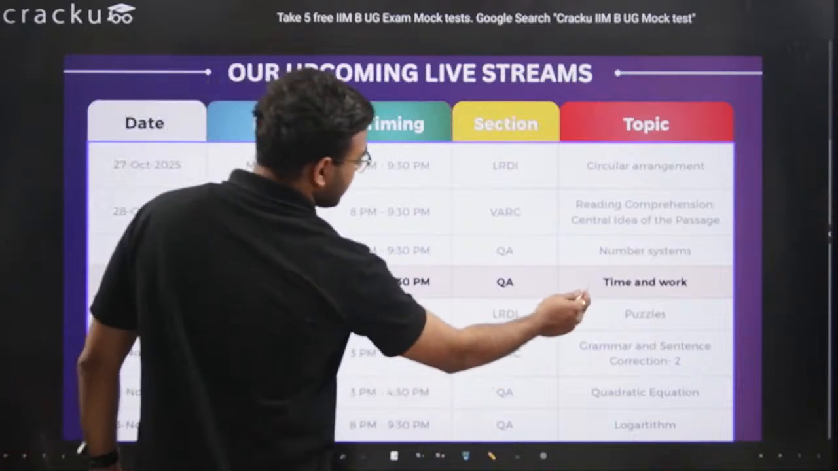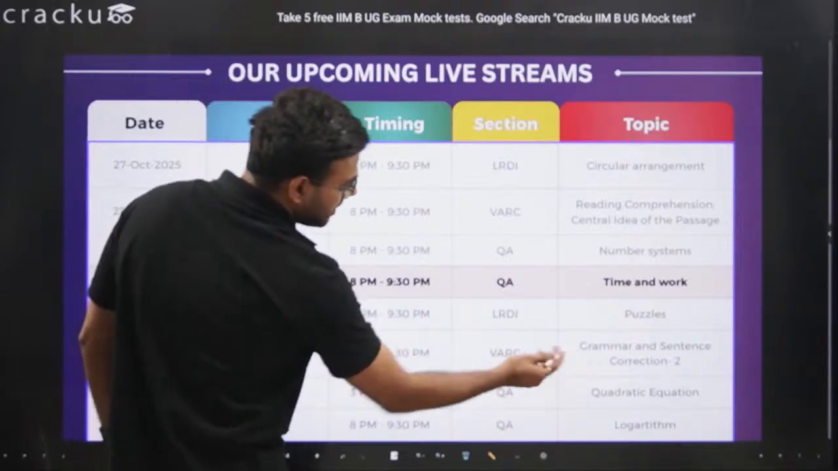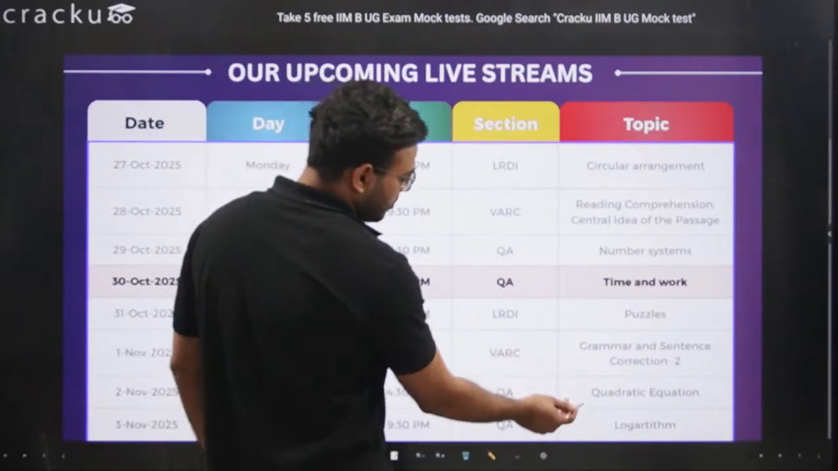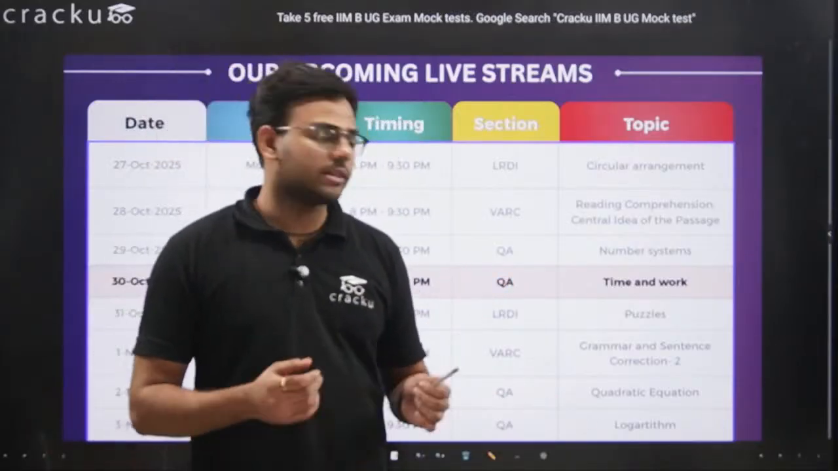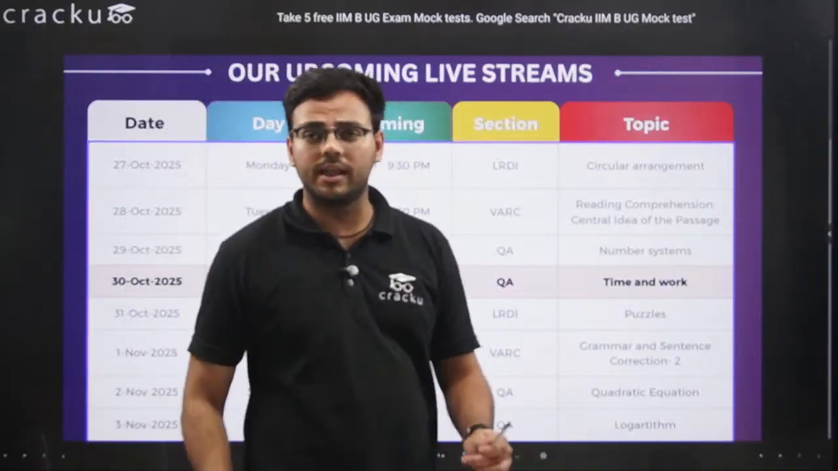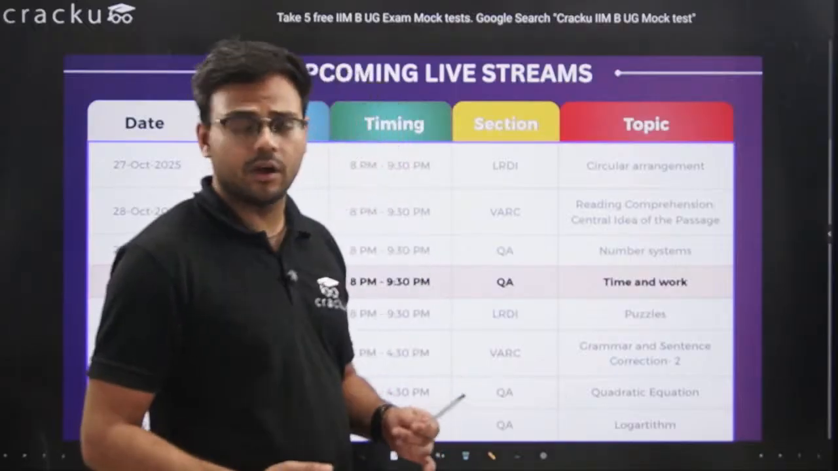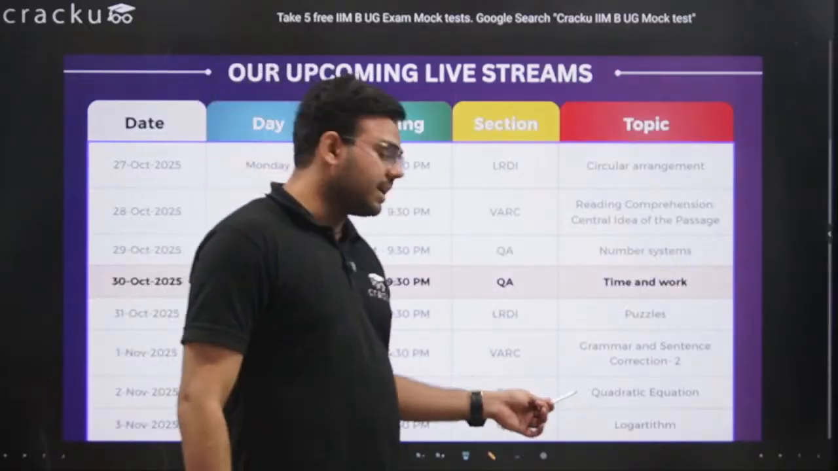Today is time and work. Tomorrow we have puzzles. Then we have grammar and sentence correction on 1st November, that is Saturday, and then we have quadratic equations and logarithm. So up till now we were majorly focused on arithmetic. From 2nd of November, that is Sunday, we will be starting algebra, which is a difficult topic to understand. So if you're watching it now, or you are watching it later, do attend these algebra sessions.